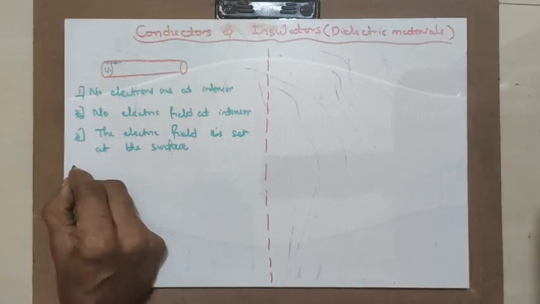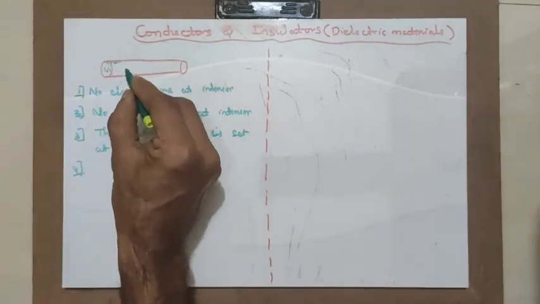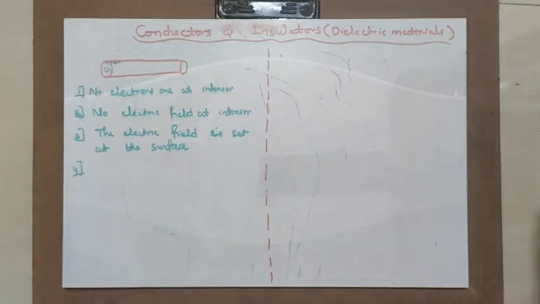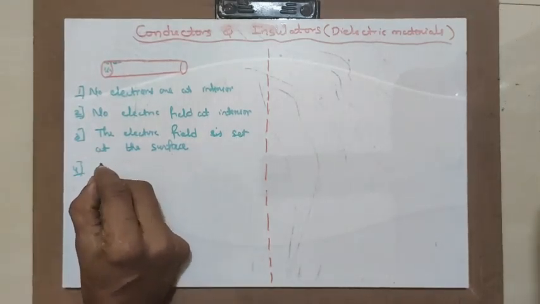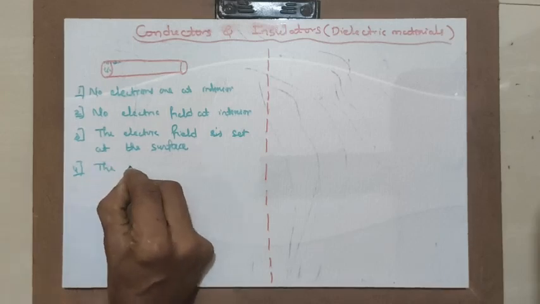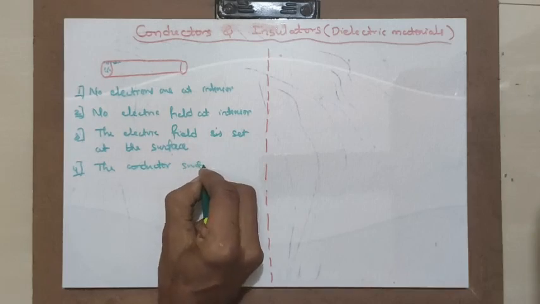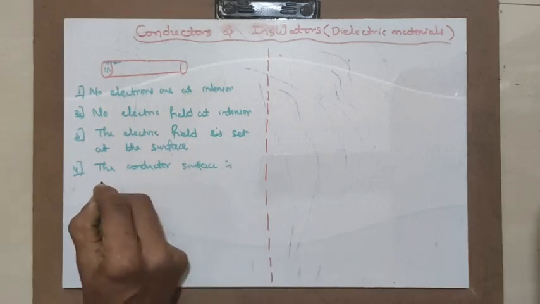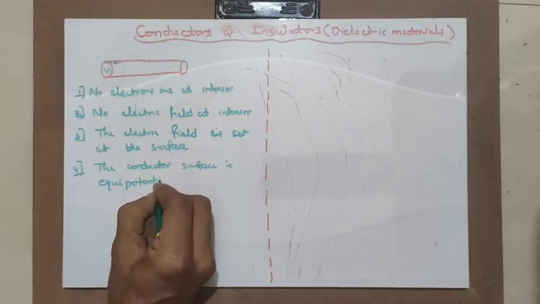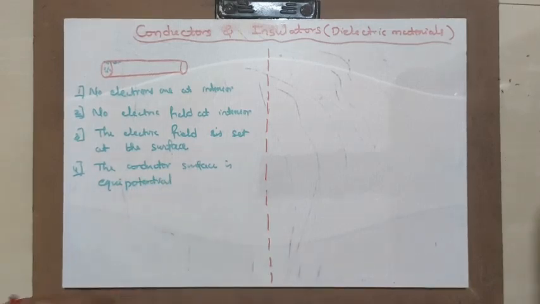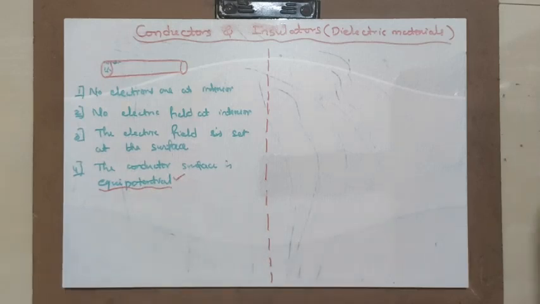Now, another very important point is, when the electric field is set at the surface, it becomes an equipotential surface. Equipotential surface means what? I will explain. The conductor surface is equipotential. See, this is very important. What is the meaning of equipotential?